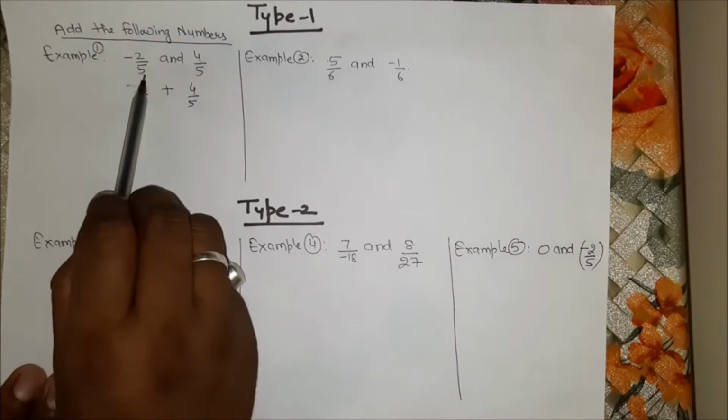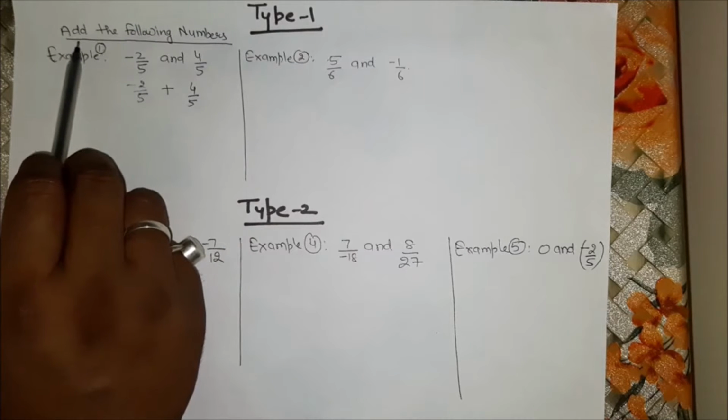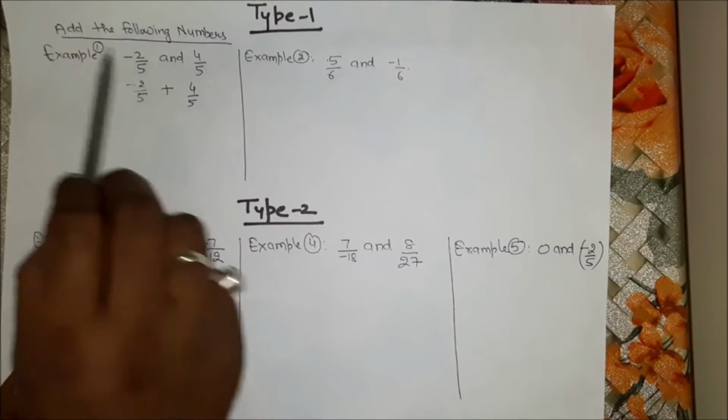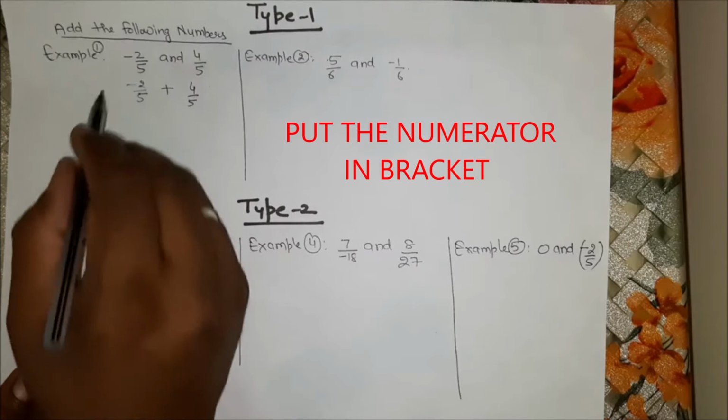So in type 1 the numerator is the same, so we have to add them. What we will do? We will replace the "and" sign by plus and put the numerator in brackets.